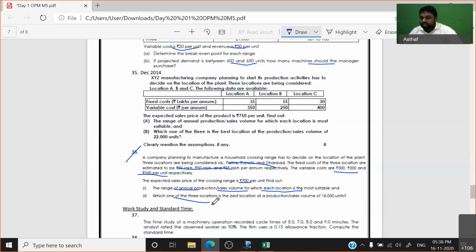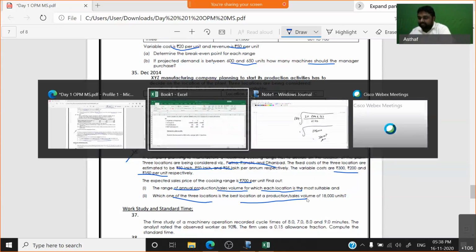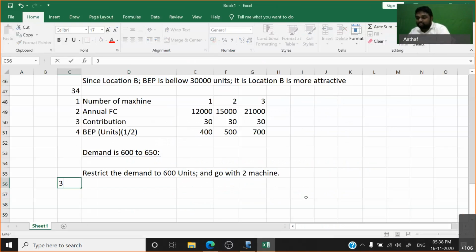Which of the 3 locations is best suited if it is 18,000? See, this is a very interesting question. I will tell you step by step. It is a very interesting concept. You should listen. See, question 36.